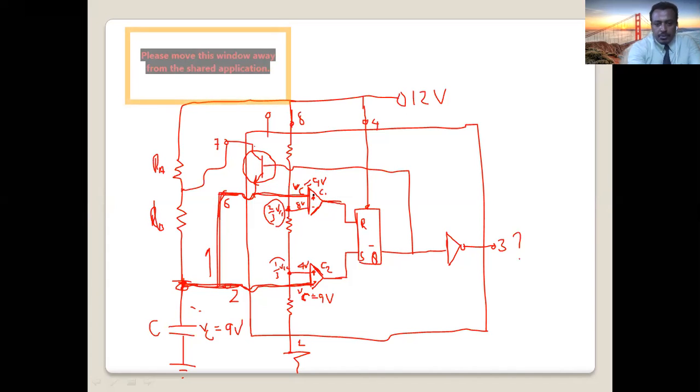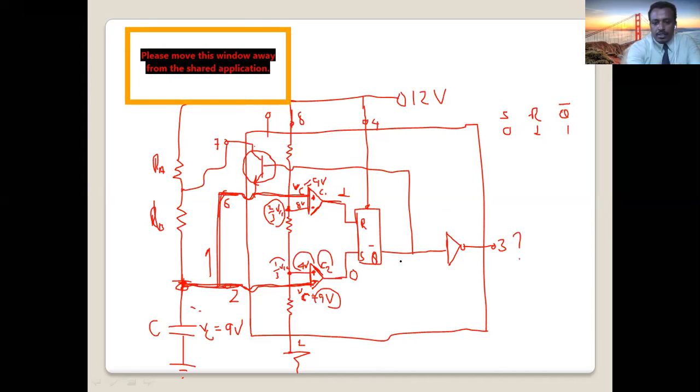Okay, now what is the output of comparator C1? Which one is larger, positive or negative? Positive is 9, negative is 8, positive is larger, so the output is 1. How about C2? Positive terminal is 4 volt, negative terminal is 9 volt. Which one is larger? The negative terminal, so it will be 0. So R is 1, S is 0. So from our RS flip-flop, if R is 1, S is 0, what will be Q bar? Q bar is 1.